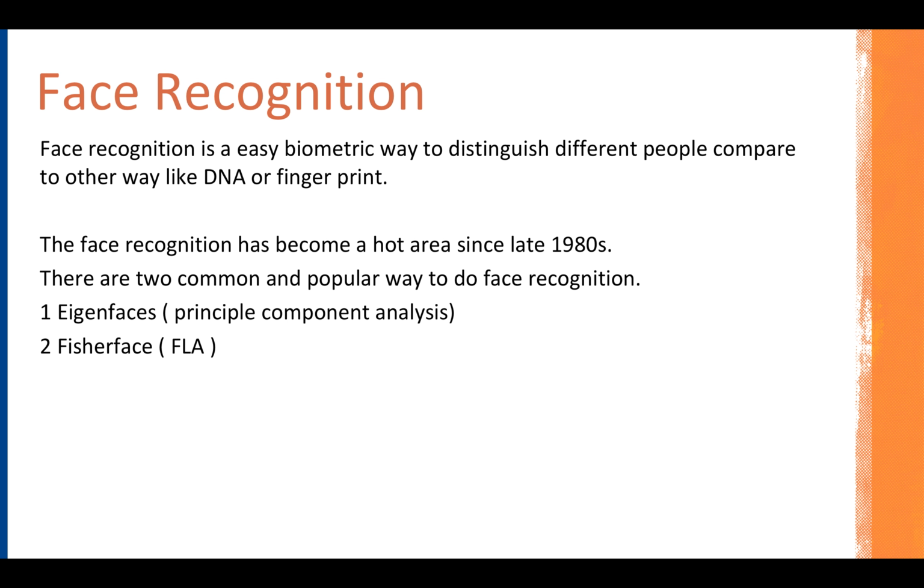The topic I chose is face recognition. Face recognition is an easy and direct way to distinguish different people, though there are other ways like DNA or fingerprint. Face recognition has become a hot area since the late 1980s, and there are two common and popular ways to do it. The first one is eigenface, which uses principal component analysis. The second one is fisherface, which uses linear discriminant analysis.